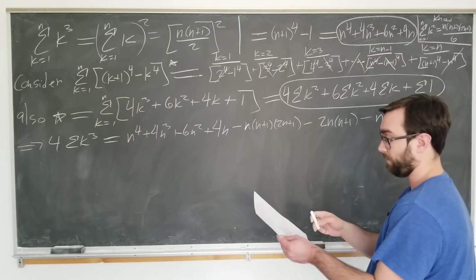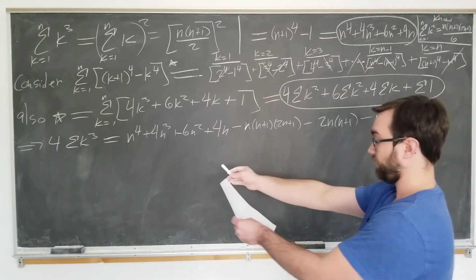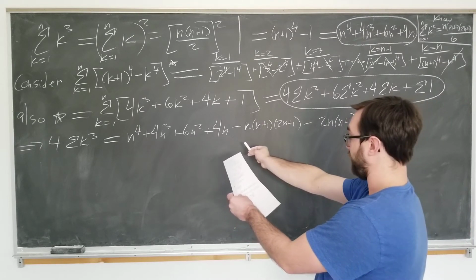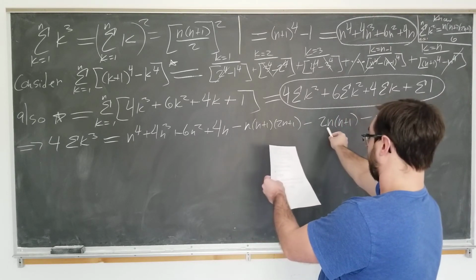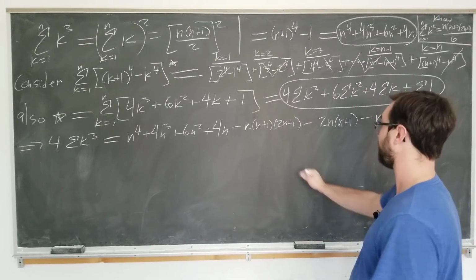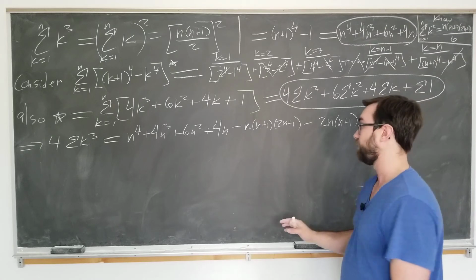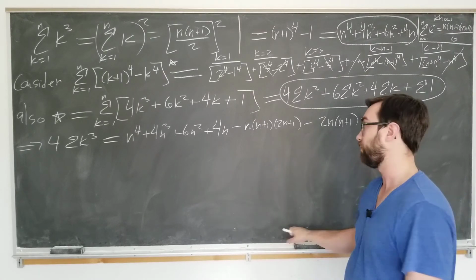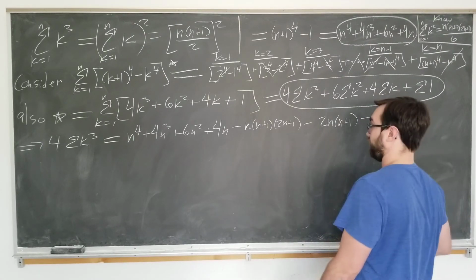Making sure I got this right. 4n cubed, 6n squared plus 4n. Yep. Okay, now let's see if I get this right. I'm not going to multiply any more terms. I'm just going to extract the terms directly. Let's see if I can do this. Okay.